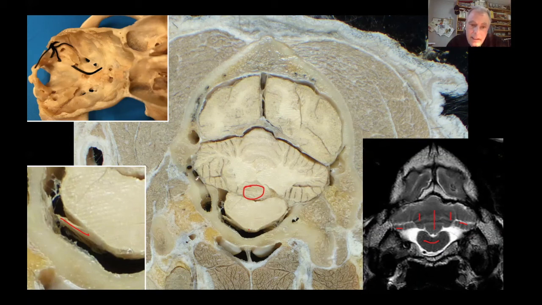And again, this is the sigmoid sinus, the sigmoid sinus. Remember that the sigmoid sinus is this sinus here, okay, that is continuous with the transverse sinus and the temporal sinus. So here we have the temporal sinus here. And it is continuous again with the basilar sinus through the condyloid canal, and continues with the ventral petrosal sinus and the dorsal petrosal sinus here.